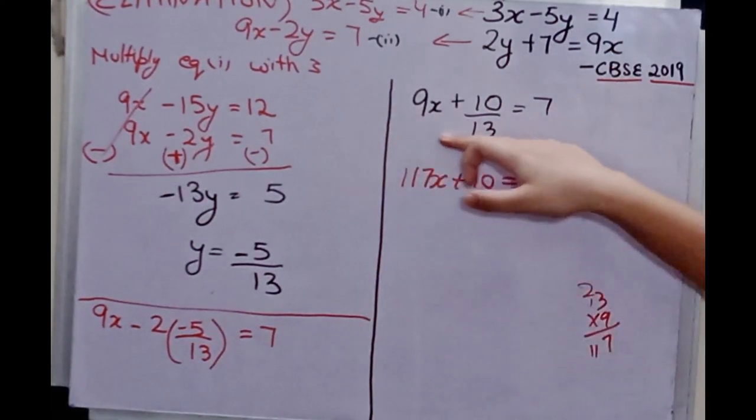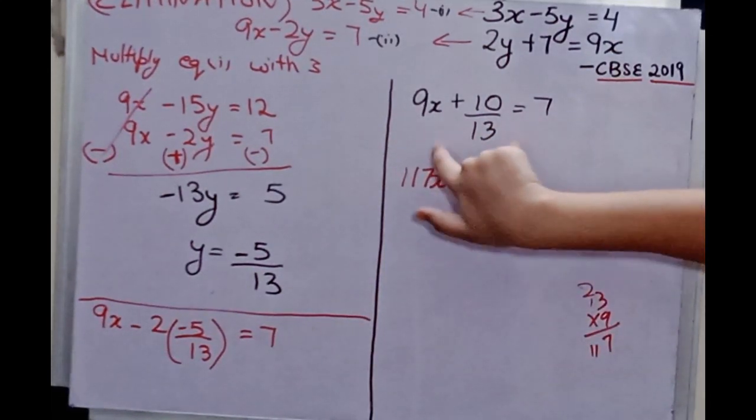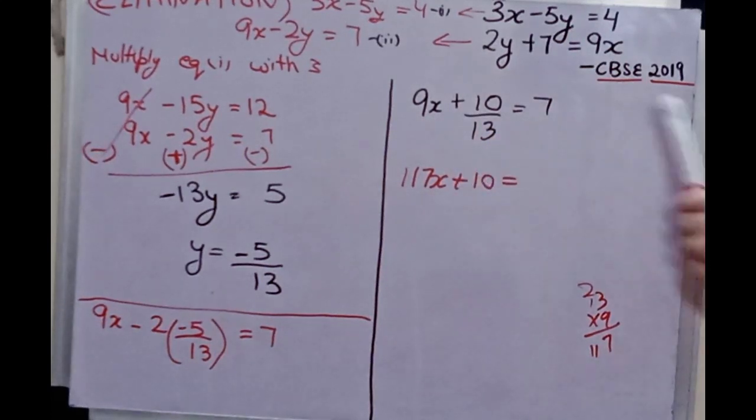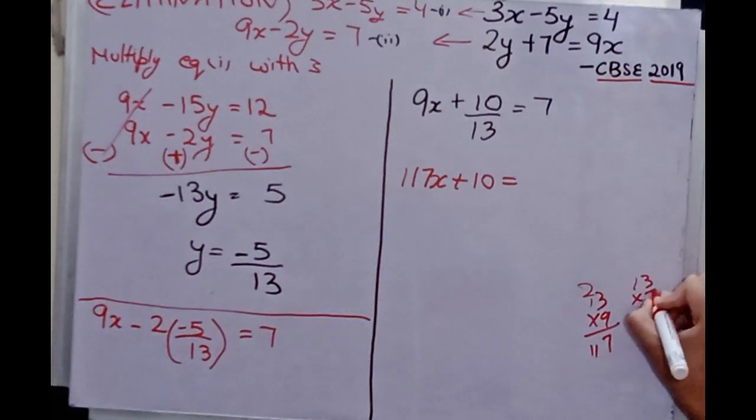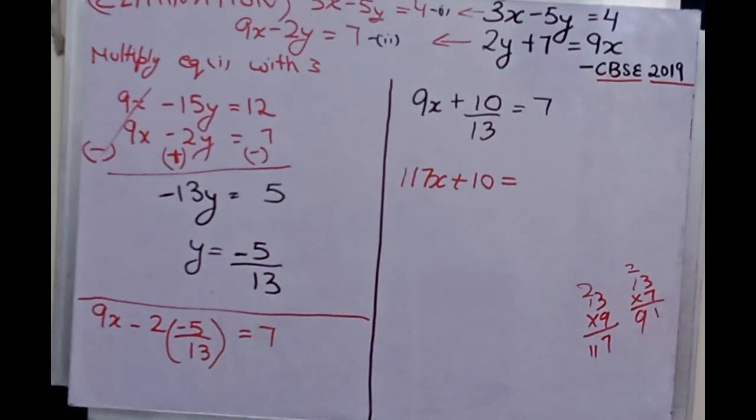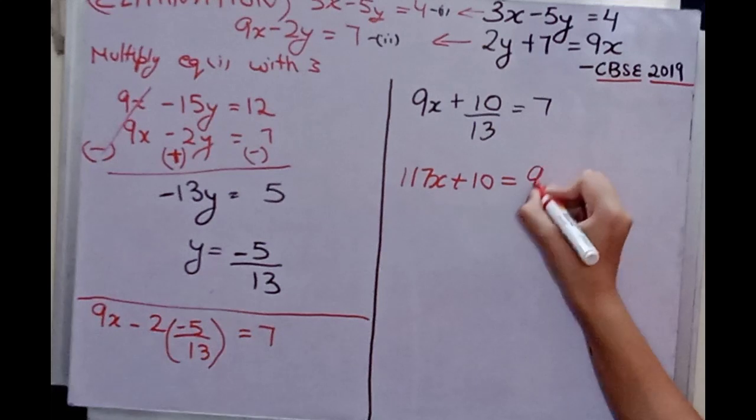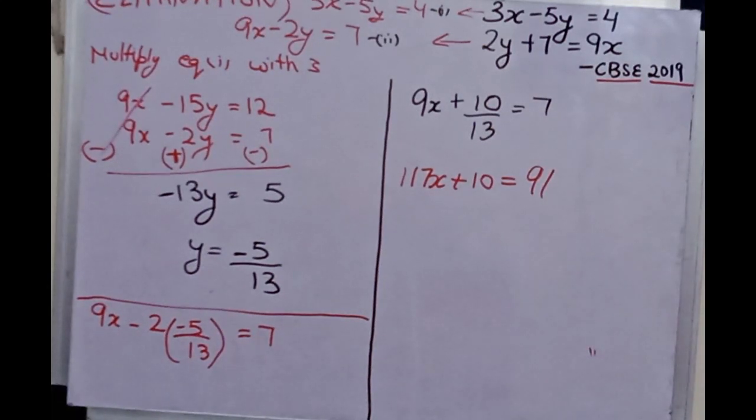Now after we took the LCM, the 13 in division will go to this side and get multiplied with 7. 13 will get multiplied with 7 and it will give us 91, right? 7 threes are 21, 7 ones are 7, and 8, 9, so 91. This is how our equation looks right now.